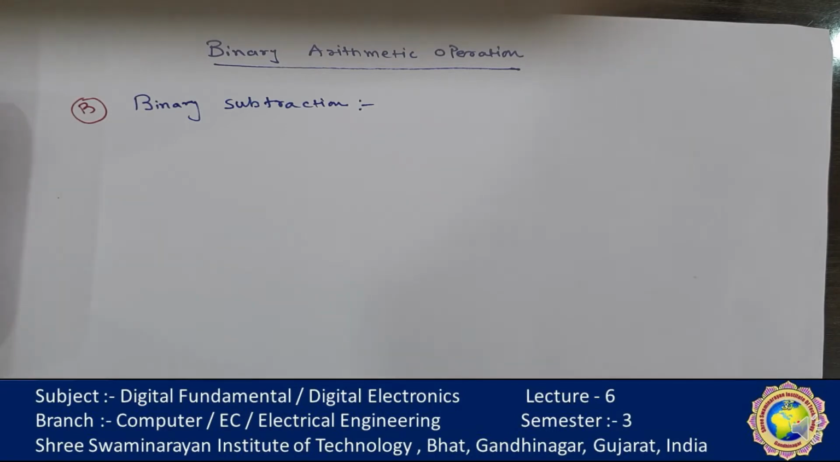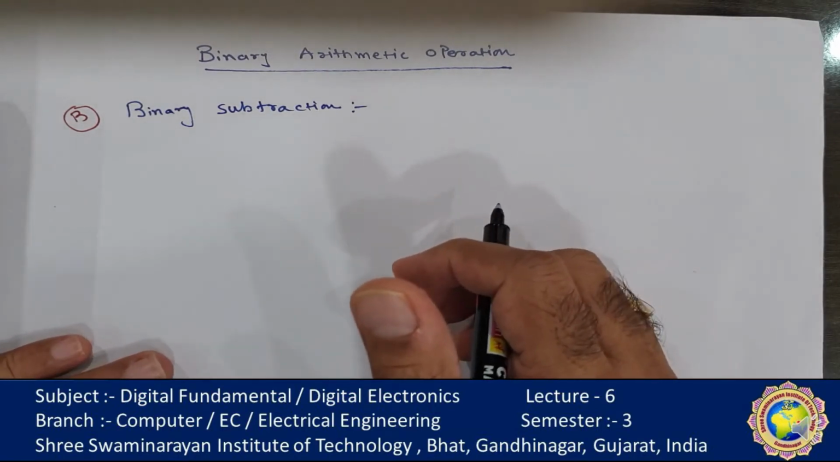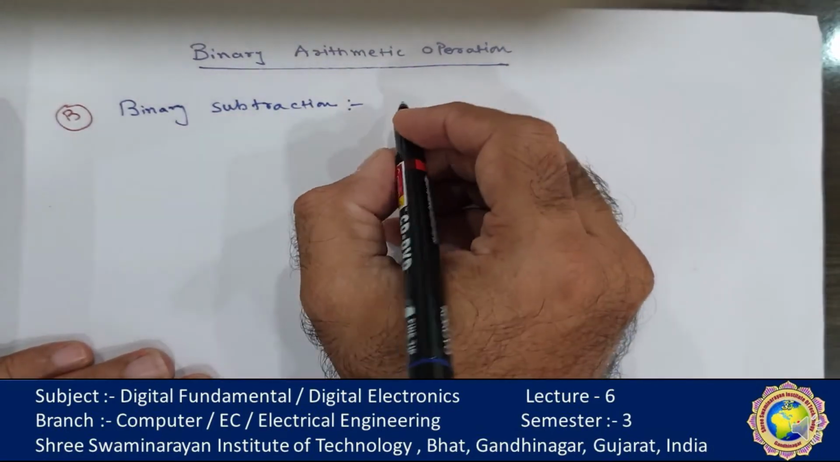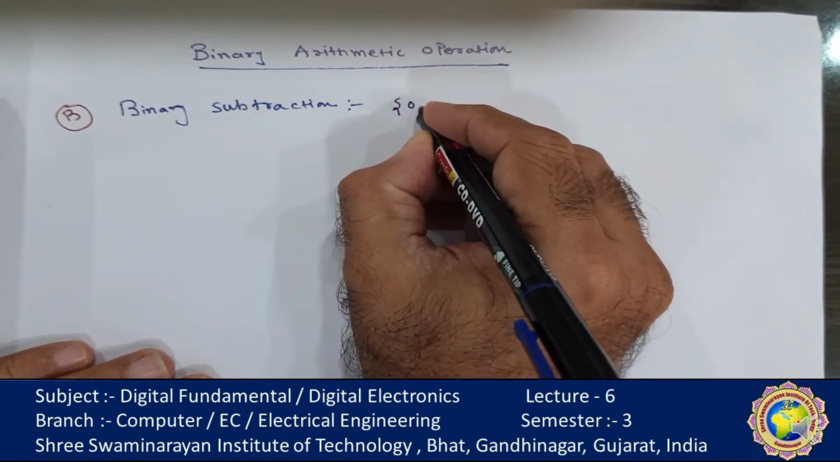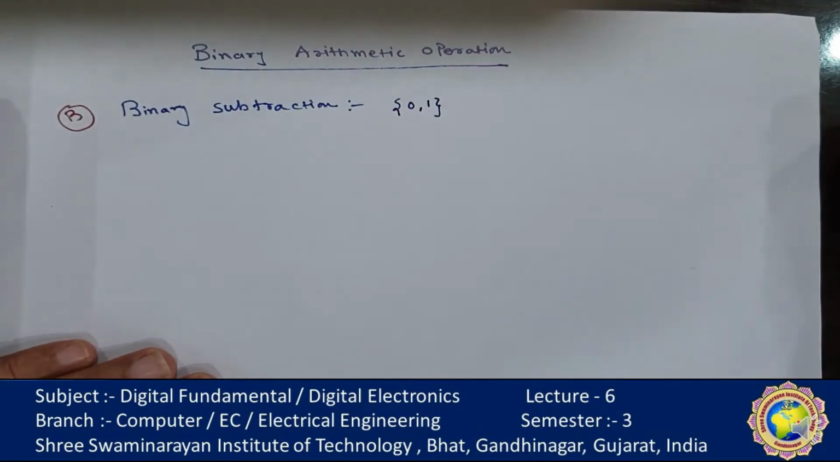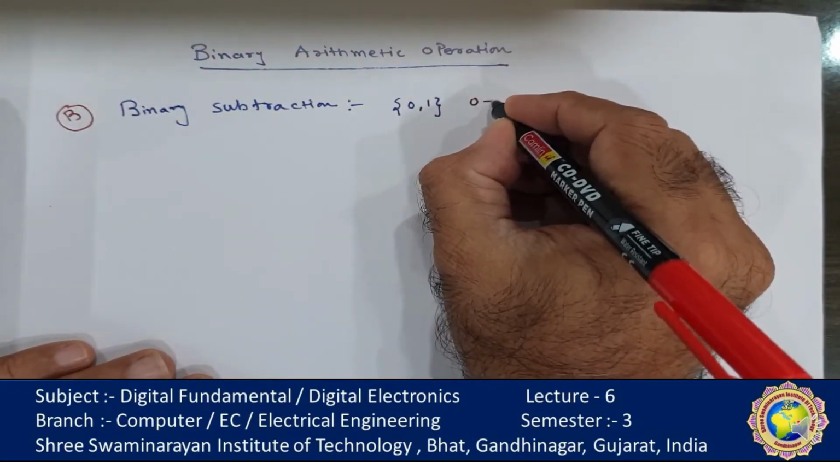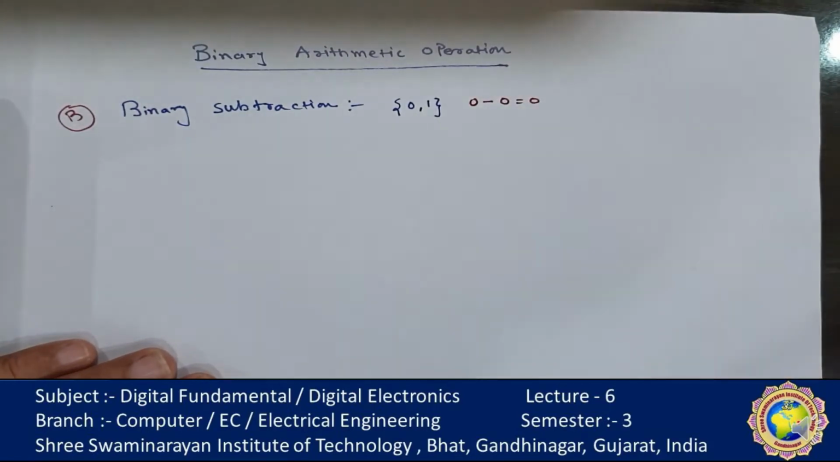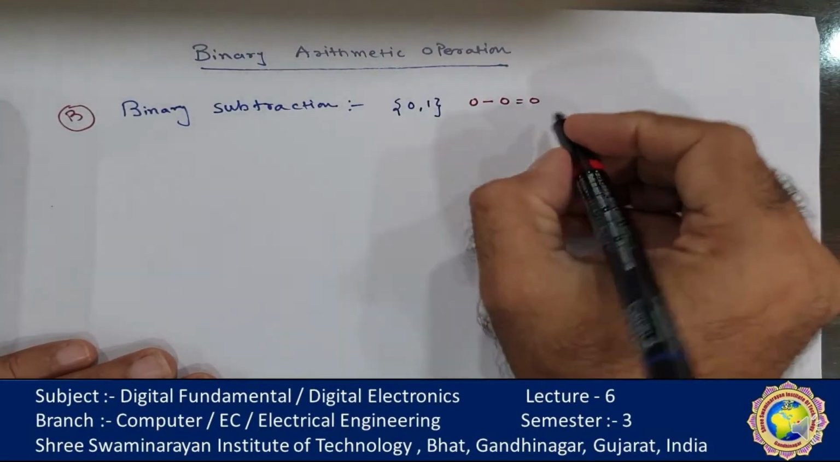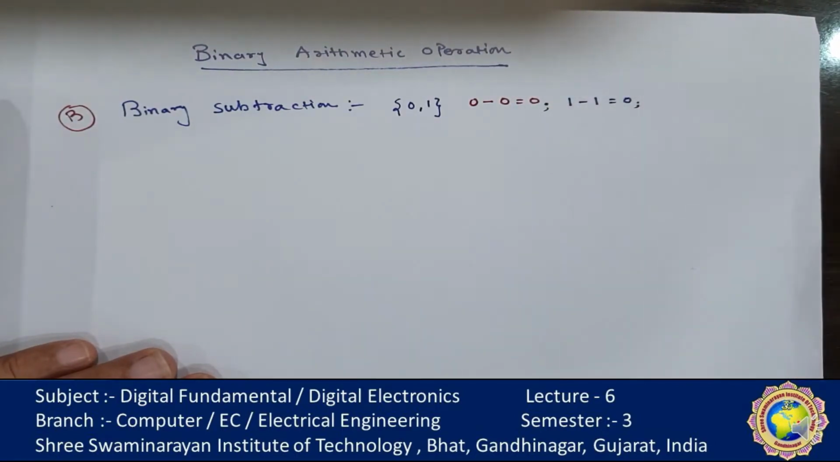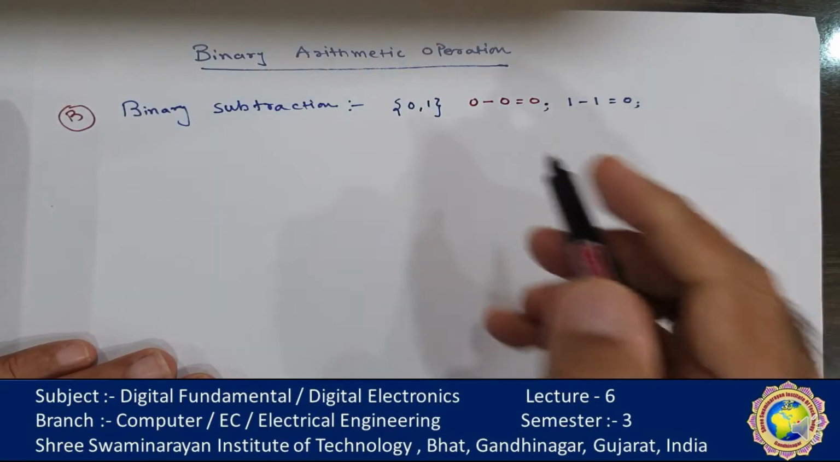Now let us understand how binary subtraction can be performed. Binary subtraction is performed in a manner similar to decimal subtraction, but the rules for binary subtraction are such that only 2 digits are allowed, 0 and 1, to represent any binary number. So remember that. Let us discuss each and every bit operation. 0 minus 0 is always 0. Similarly, 1 minus 1 is also 0. A number subtracted from itself is always 0.